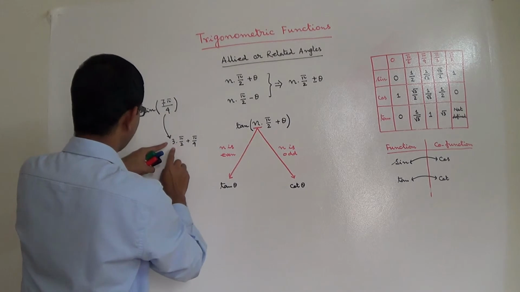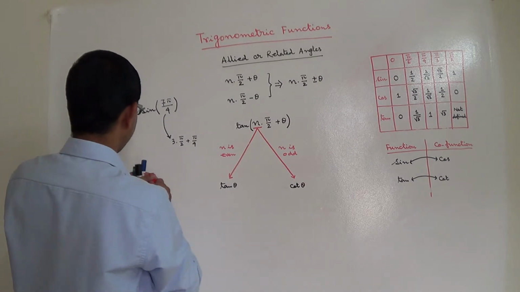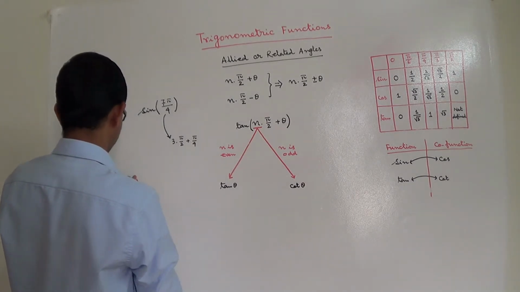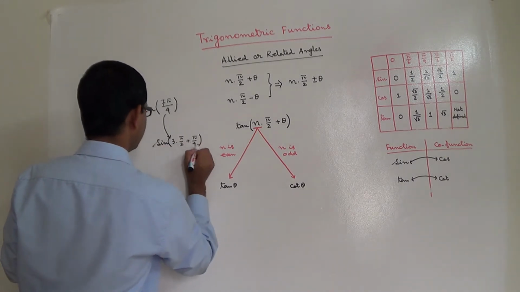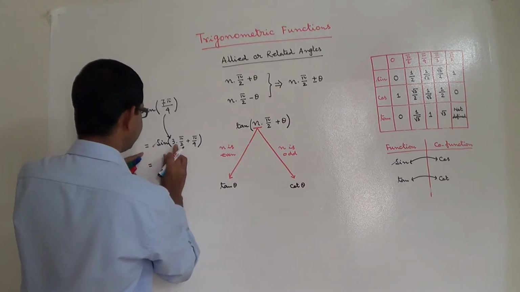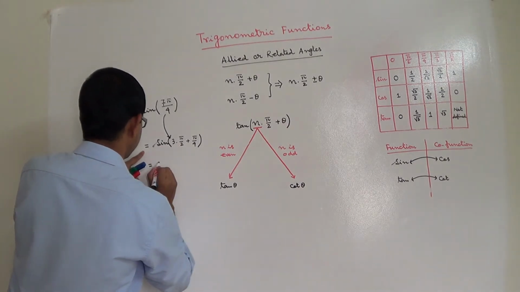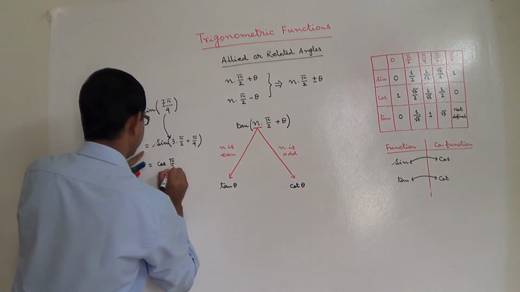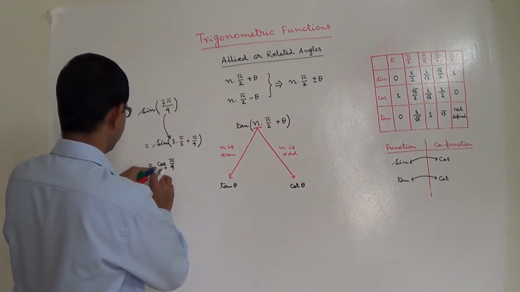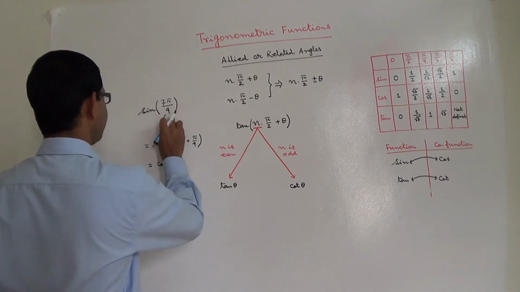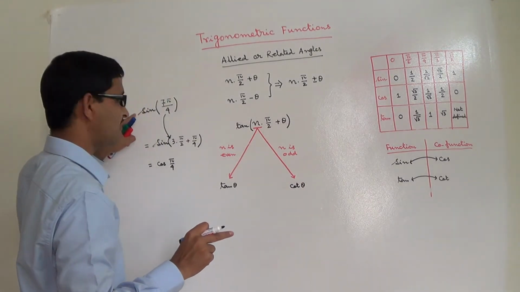So sine 7 pi by 4 means sine of 3 into pi by 2 plus pi by 4. So definitely, what we can write here is that it is equal to sine of 3 pi by 2 plus pi by 4. Now 3 is an odd number. So it will be its cofunction, that is cos pi by 4. Right? And whether the sign of this function will be positive or negative depends on which quadrant 7 pi by 4 lies in, and in that quadrant what is the sign of sine.